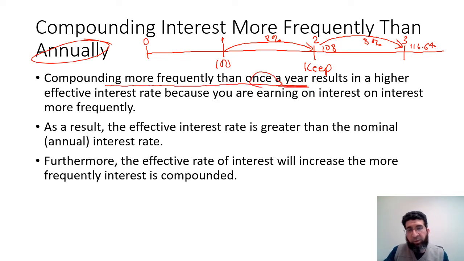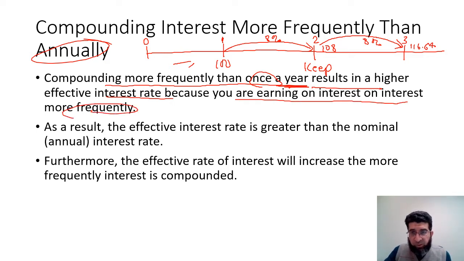So that was annual compounding, but we call it compounding when it is more frequent than once a year. Within a year there is interest on interest. The example I showed you was interest on interest across the years, but this is within a year. If it's within a year, the result is a higher effective interest rate because you are earning interest on interest more frequently. Because of this, your effective interest rate will be greater than the nominal interest rate, which is the simple interest rate. Let's look at an example.